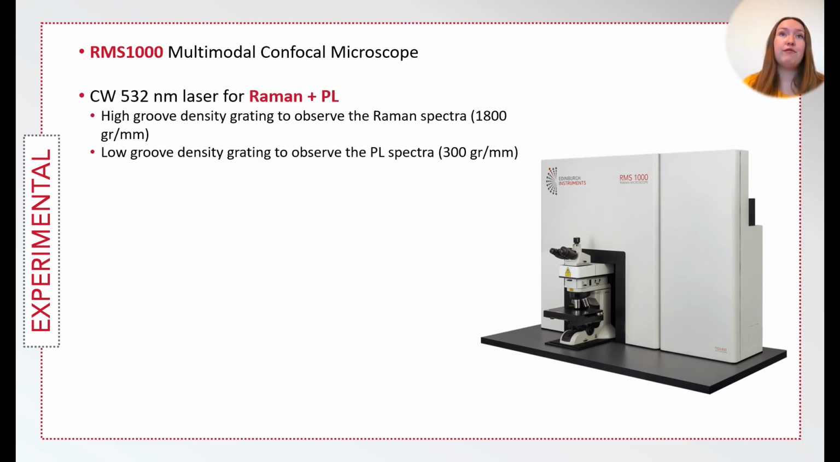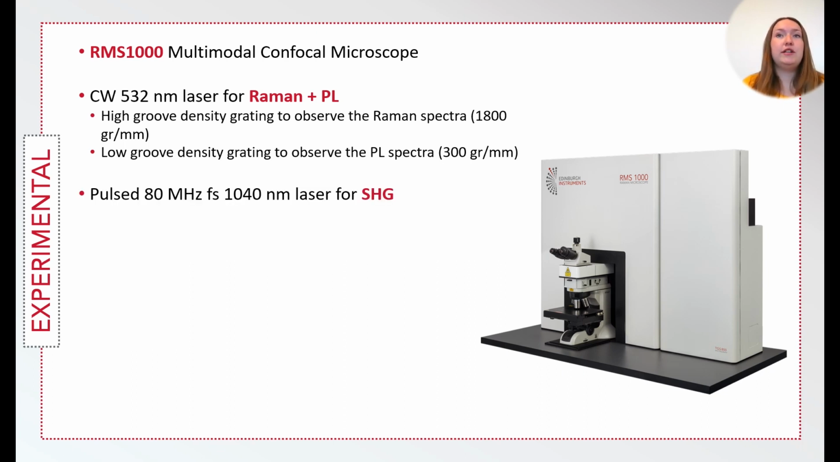So first of all, for the Raman and photoluminescence measurements, we use an internal CW 532 laser. To optimize this for Raman, we use a high groove density grating. So this means we're looking at a smaller spectral range with a higher spectral resolution. To optimize for photoluminescence, or PL for short, we use a low groove density grating. And this means that we see a wider spectral range, and this is needed to see the entire emission range from the photoluminescence spectrum.